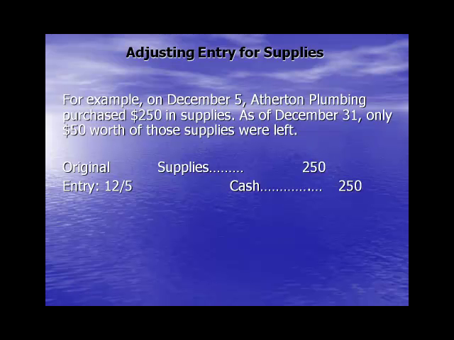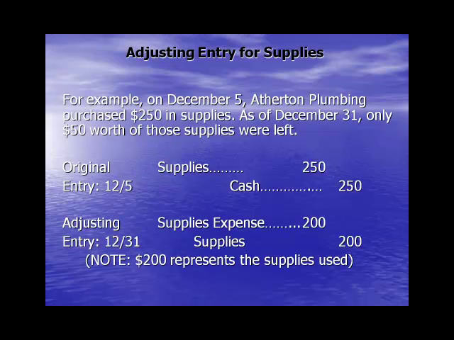Well, going back to the original entry on December 5th, we bought supplies for $250 cash. Alright, so we debited supplies, an asset account, and credited cash, also an asset account. On December 31st, which is when we need to make this adjusting entry, we recognize supplies expense of $200 as a debit and supplies $200 credit. Supplies itself is the asset account. Supplies expense is an expense account. And we know the rules of debit and credit say debit supplies expense to increase it.